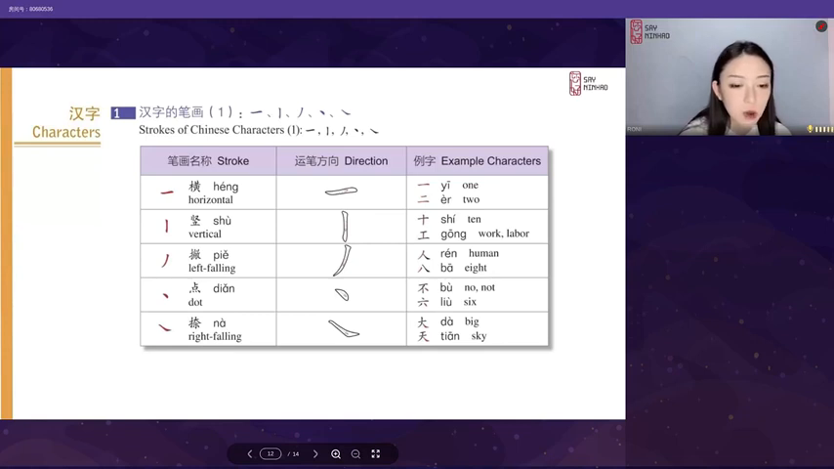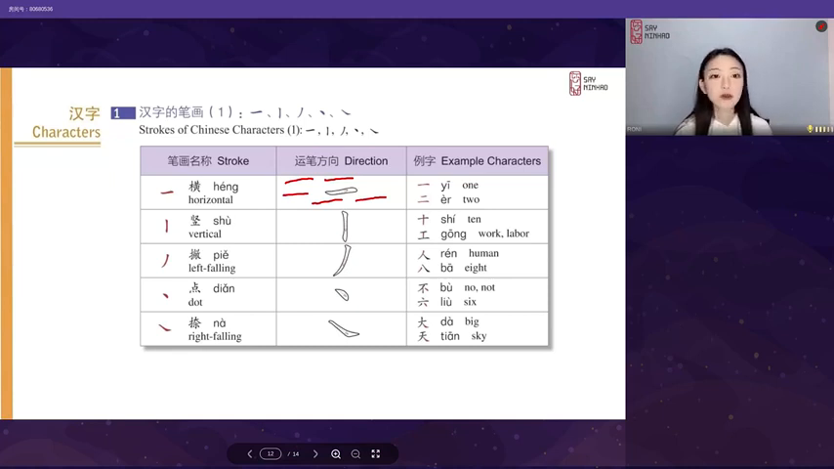Let's learn some new strokes of Chinese characters. The strokes are the basic units for Chinese characters, and several strokes can make up a character. Now let's see the basic strokes. First one is 横, which means horizontal. The direction of writing it is from left to right. This stroke is really easy. Now let's see example characters for it.